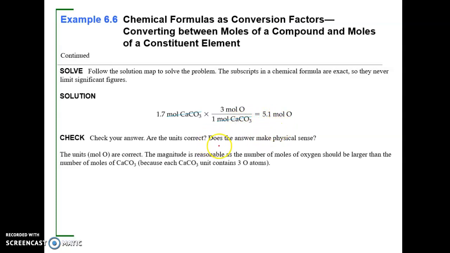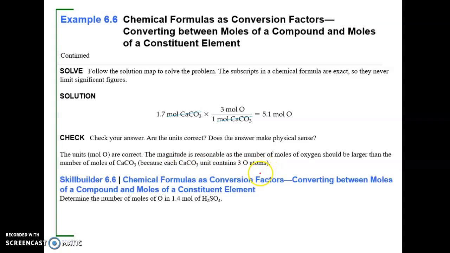All right, are the units correct, and does it make sense? The units of moles of oxygen are correct, and the magnitude is reasonable, as the number of moles of oxygen should be larger than the number of moles of calcium carbonate, because for each calcium carbonate unit, you have 3 oxygen atoms.